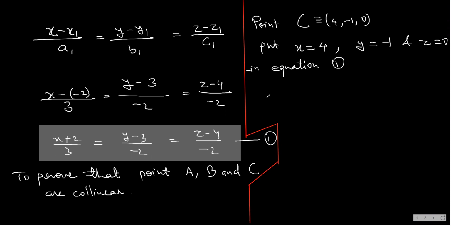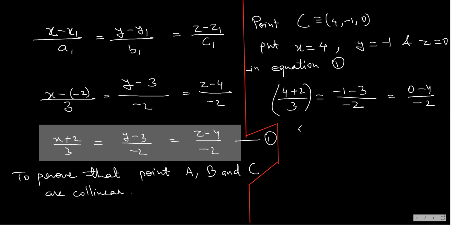So let's put it and see what we are getting. 4 plus 2 upon 3 equals minus 1 minus 3. Y is negative 1, so minus 1 minus 3 upon 2 minus 2 equals, Z is 0, 0 minus 4 upon minus 2. So what do we get? We get 6 by 3 equals minus 4 by minus 2. 6 by 3 is 2, and this is also 2.